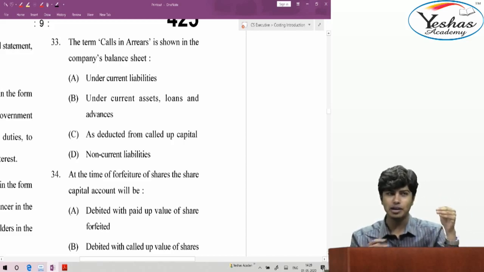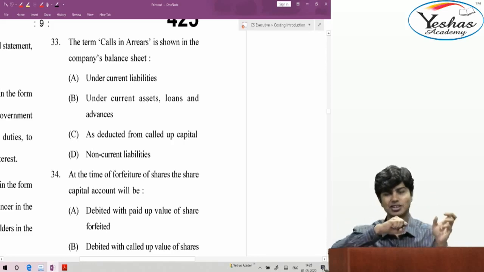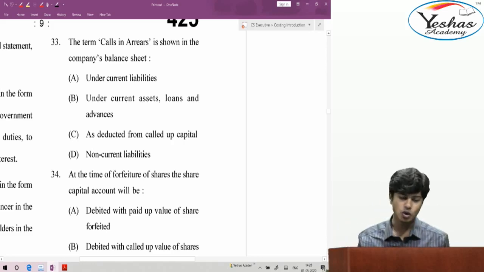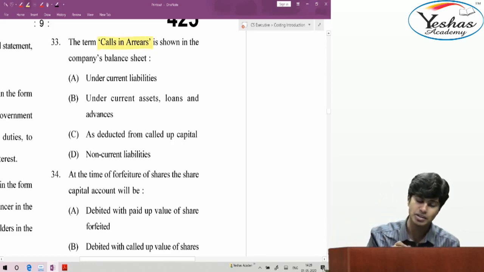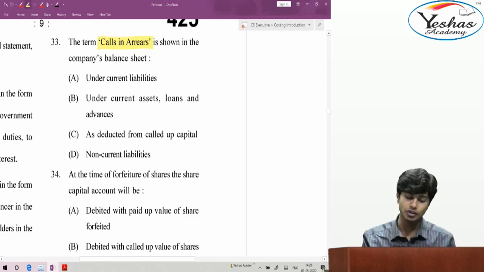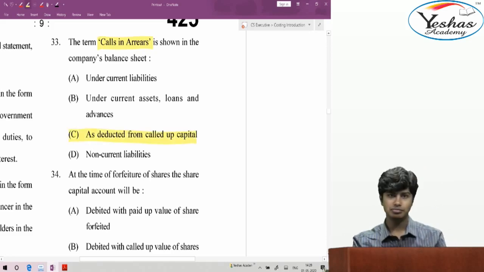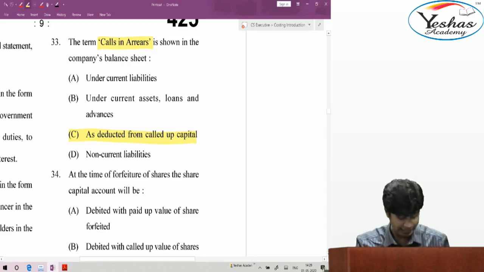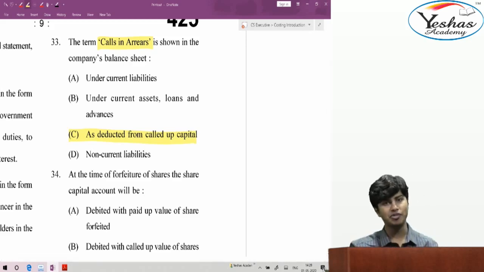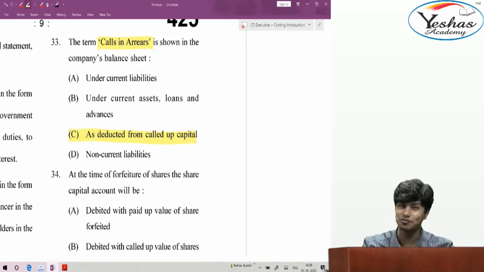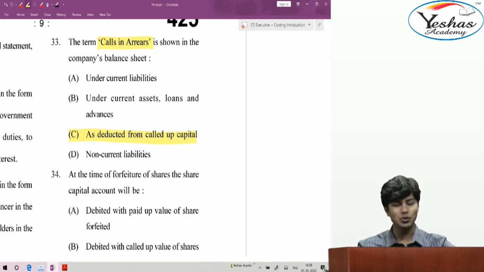From that called up capital, to the extent we have not received, we subtract. That's how we arrive at paid up capital. You get that? So called up capital minus calls in arrears will basically give us paid up capital. So what do we do? It should be deducted from the called up capital. Done? So this is what we do with respect to question number 33. That is, calls in arrears has to be deducted from the called up capital. Option C is the answer for question number 33. Come on. Let us now go to question number 34.